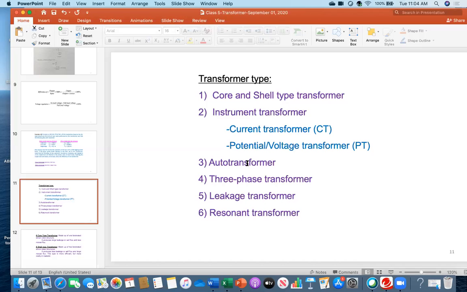And then another type of transformer is called the auto transformer. The auto transformer is pretty interesting. It will have only one coil. It does not have two coils like primary and secondary. A portion of the coil will be treated as the primary and the remaining portion will be treated as the secondary. This is pretty interesting, and I will be showing it.